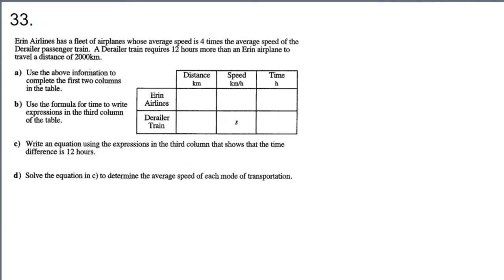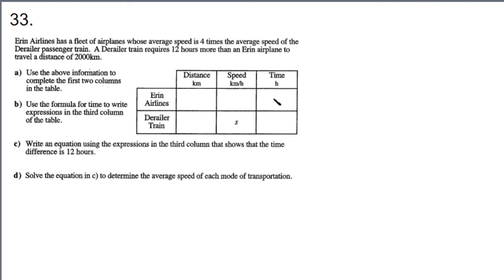This is assignment question number 33 from the Rational Expressions and Equations unit. Aerion Airlines has a fleet of airplanes whose average speed is 4 times the average speed of the Derailer passenger train. A Derailer train requires 12 hours more than an Aerion airplane to travel a distance of 2,000 kilometers. Use the above information to complete the first 2 columns in the table.